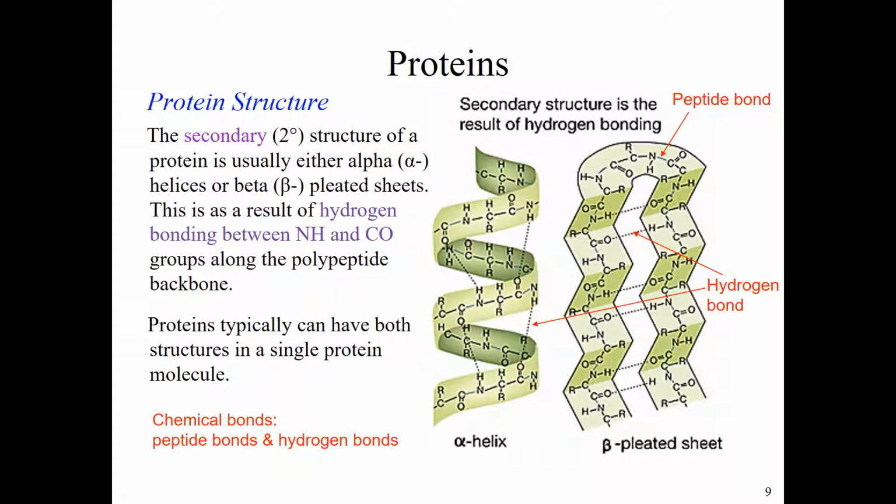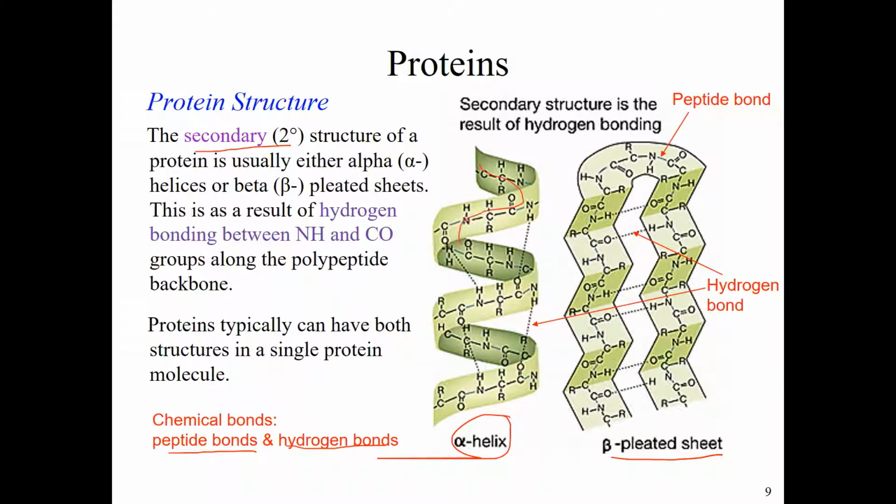The secondary structure of amino acids has 2 forms: the alpha helix and the beta pleated sheet. What is different from the primary structure is that the secondary structure has hydrogen bonds as well as the peptide bonds. The hydrogen bonds are holding the structure in place.